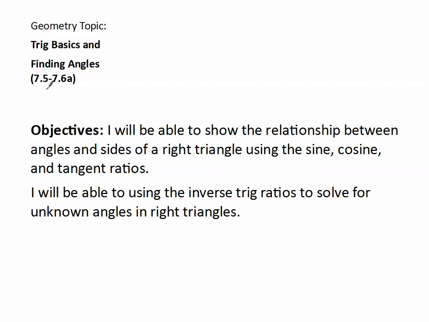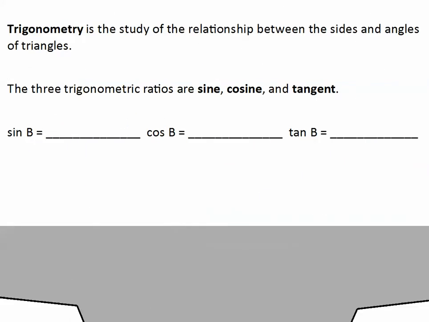Welcome back. In section 7.5 through 7.6, the first part of it, the goal is to be able to show the relationship between angles and sides of a right triangle using the sine, cosine, and tangent ratios. We will be able to use the inverse trig ratios to solve for unknown angles in right triangles. First of all, trigonometry, what that means, it's the study of the relationship between sides and angles of triangles.